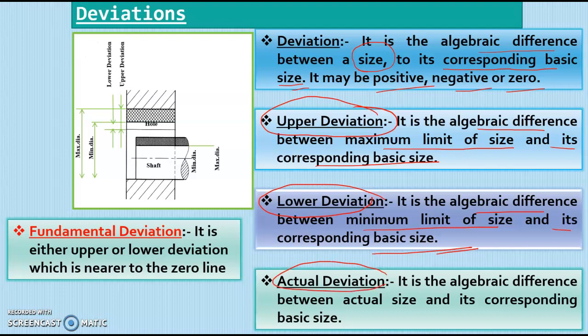And actual size means the size measured from a particular workpiece. And finally, an important term known as fundamental deviation. This fundamental deviation is either the upper or the lower deviation. From the upper deviation and lower deviation, we have to choose the one which is nearer to the zero line, or nearer to the basic size. That has to be chosen as the fundamental deviation.